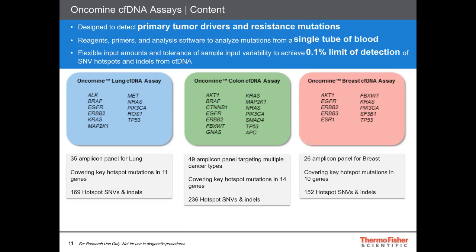The lung assay includes 35 amplicons and covers the key hotspot mutations in the 11 genes that are listed there, and most importantly for this talk, covers EGFR, and provides coverage then of 169 hotspot SNVs and insertion deletions. And I'll speak more about this, but it is able to achieve down to a 0.1% limit of detection for the hotspot variants included within that panel.